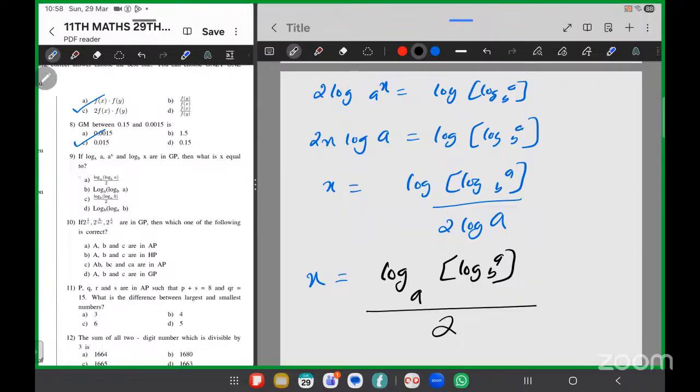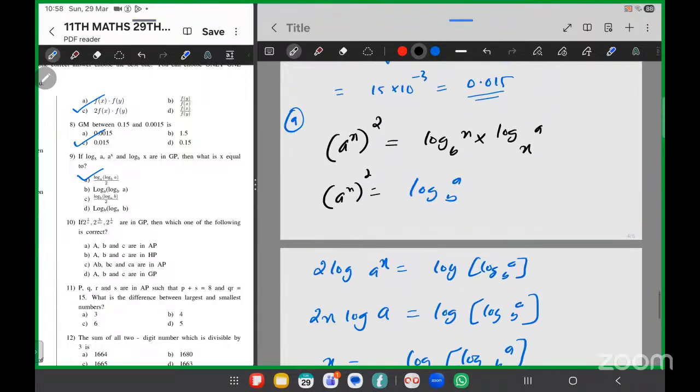Option A is the correct one. A raised to x the whole square is equal to B square is equal to AC. If 3 terms are in AP, GP, then I can write B square is equal to AC. So middle term ka square is equal to side wala term.